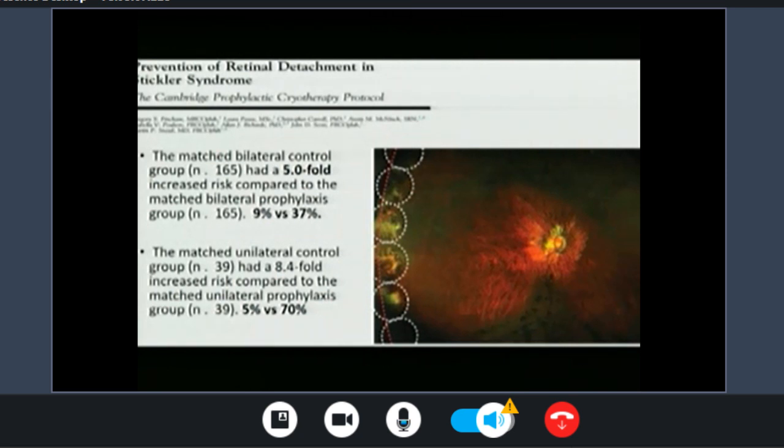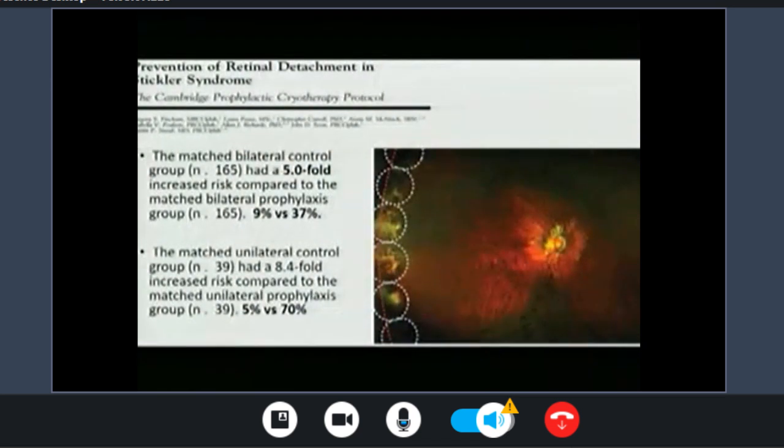Let me go back in history. In 2007, the same group published a paper that was criticized a lot, and they suggested that prophylactic cryotherapy is successful in reducing the detachment, so they performed this second study. This study is called the Cambridge Cryo Protocol Study. What they do is prophylactic cryotherapy at the ora serrata in order to avoid giant retinal tear detachments, and this is done only in patients who have Stickler syndrome type 1 genetically confirmed.